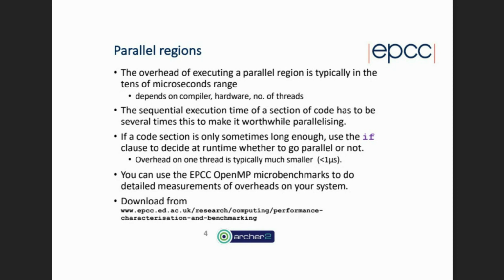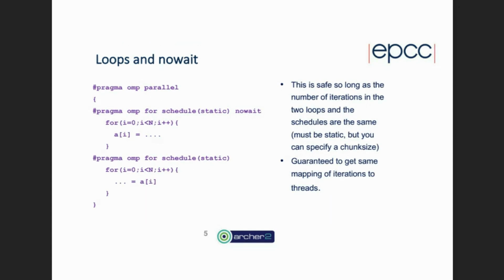It doesn't completely get rid of all of the overhead. You still have at least a call into the runtime library present, but the overhead on one thread is typically much smaller, much less than a microsecond. So the overhead for one thread is a couple of orders of magnitude smaller. That helps quite a lot. So you can make a runtime choice, depending on the value of variables in your code, whether to execute in parallel or not.